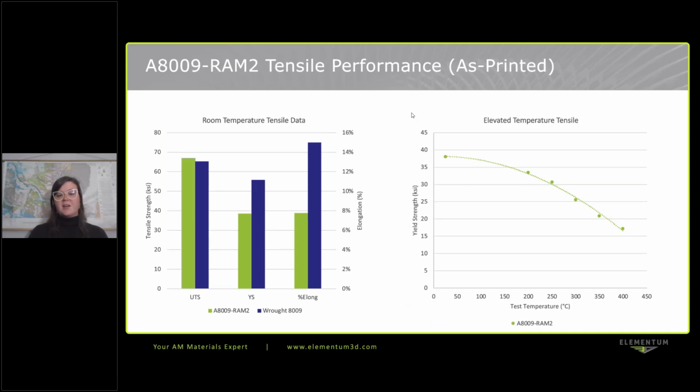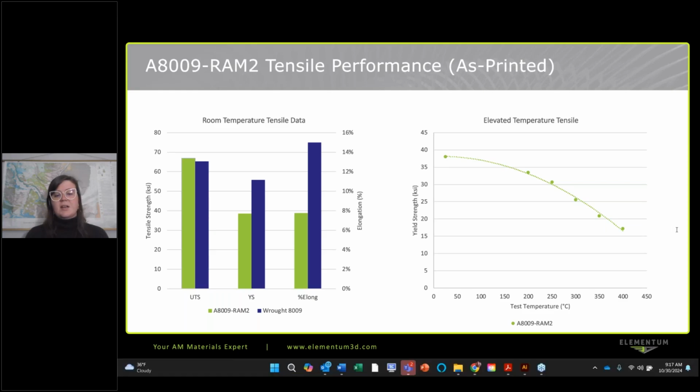So we do some initial data on this material. We're continuing to develop it, but we did find that compared to the raw 8009, so that's what you're seeing on the left there in the room temperature tensile data, we were getting somewhat comparable strengths to the raw data, but particularly looking at the elevated temperature tensile, we were really seeing that we are continuing to keep that yield strength fairly high up to high temperatures, whereas some aluminum alloys at higher temperatures tend to start to basically drop off around 250 or 300 degrees C.